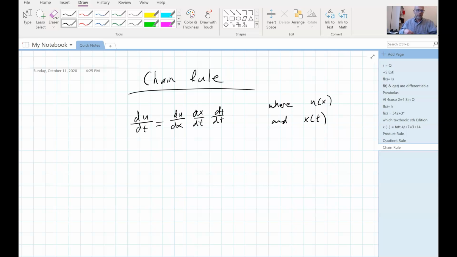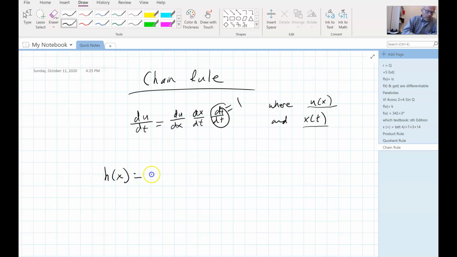So here's a writing out of the chain rule. du/dt is equal to du/dx times dx/dt times dt/dt. Of course, this is equal to 1, so I don't really need to write it. And this is understood where u is a function of x and x is a function of t. So that is kind of the formal way to talk about it. It probably doesn't make a lot of sense to you unless you see it in terms of an actual example.